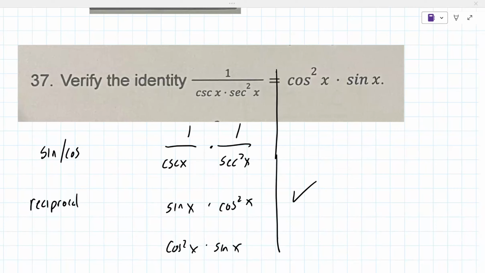This one's not very involved. They can become extremely involved. Like 38's a little more involved. You want to do 38 next? So verifying the identity, you're just showing the work on the left-hand side. Okay. And then, what'd you say? Do you want us to do the next one? Yeah. All right.